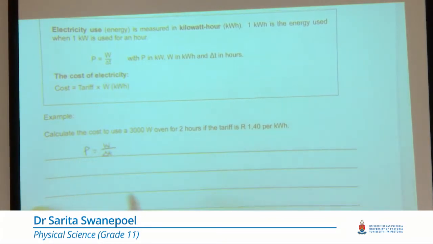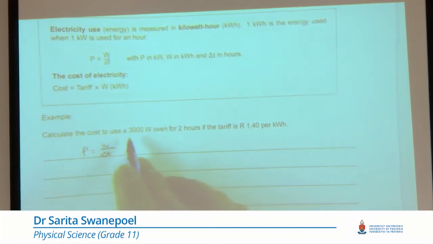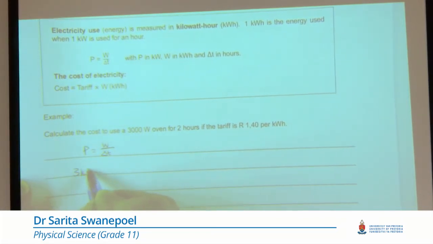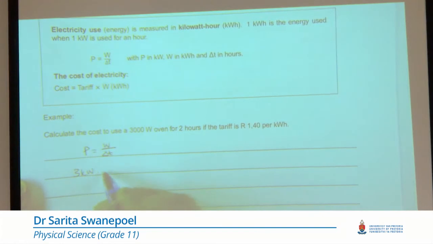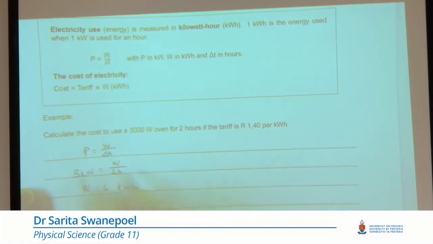P equals W divided by delta T. In what should I put in the power? Should now be in kilowatts. So I've got 3,000 watts. That should make 3 kilowatts. Right. And I'm looking for the energy. Time, nice. They already give me as 2 hours. Right. So that gives me 6 kilowatt hours when I multiply that.